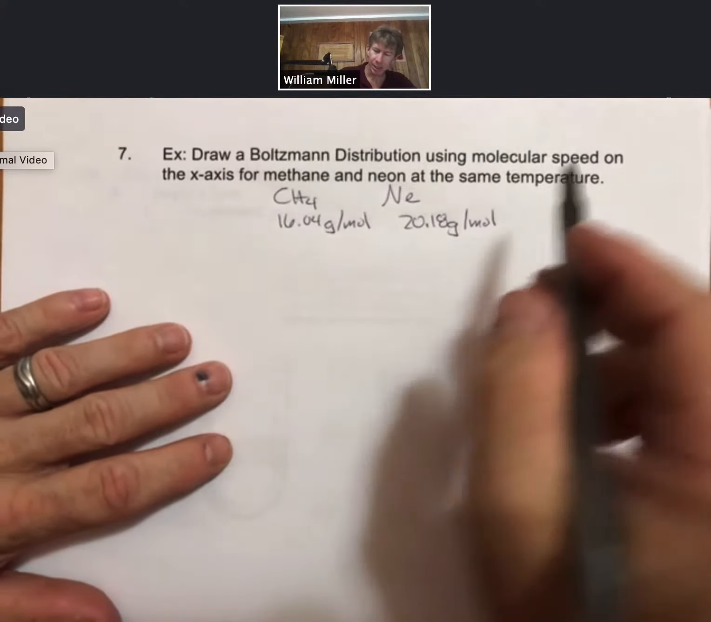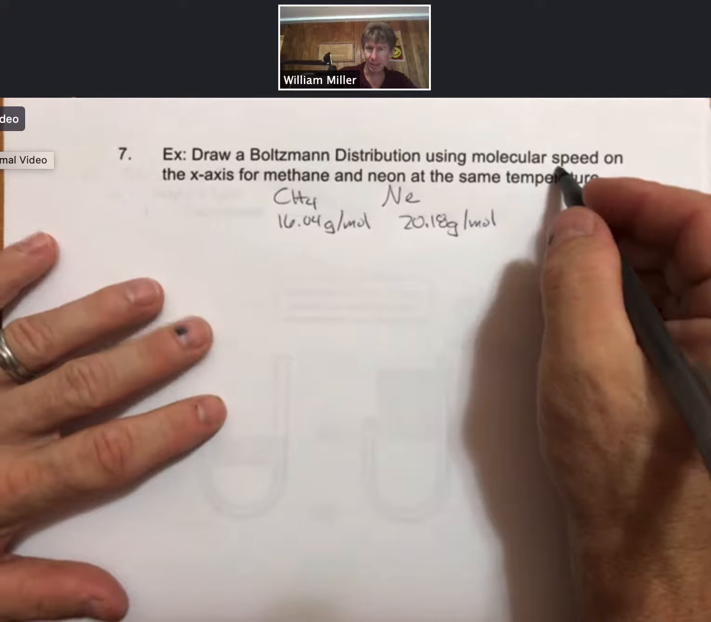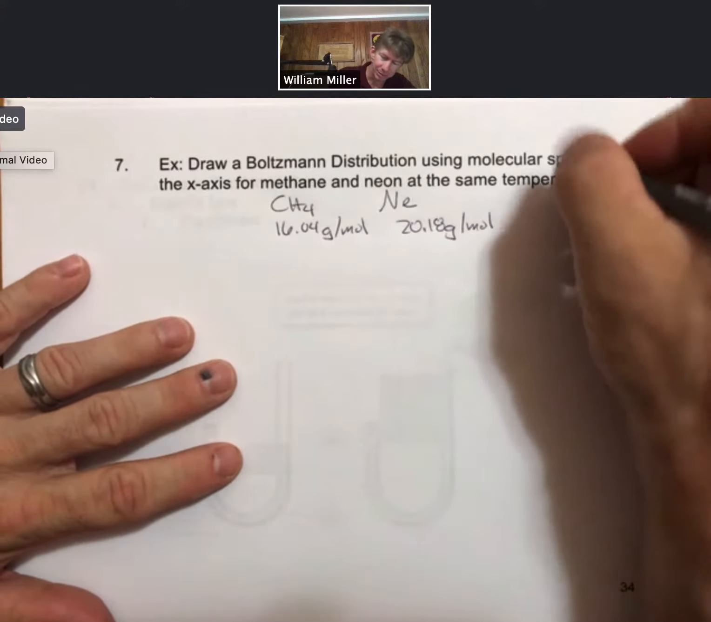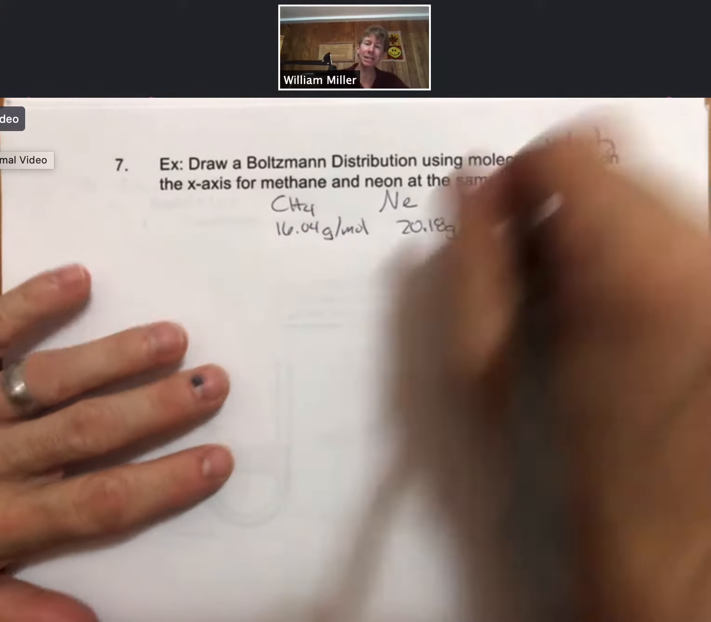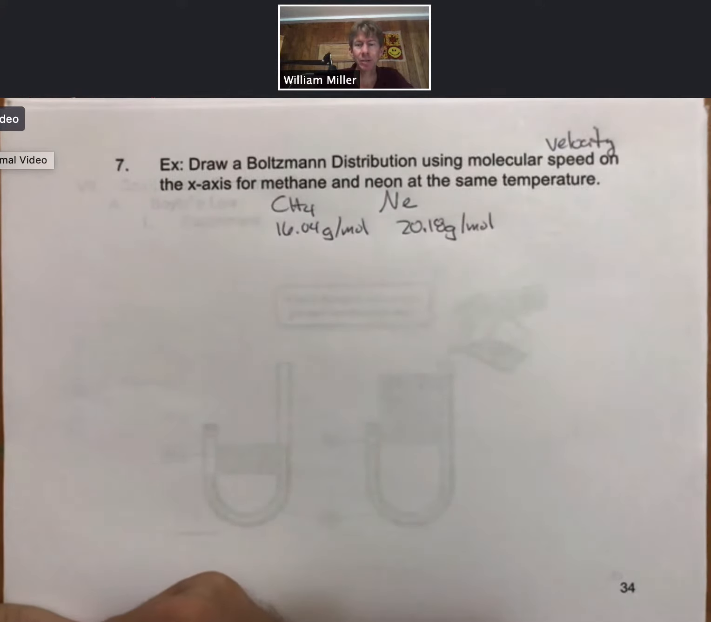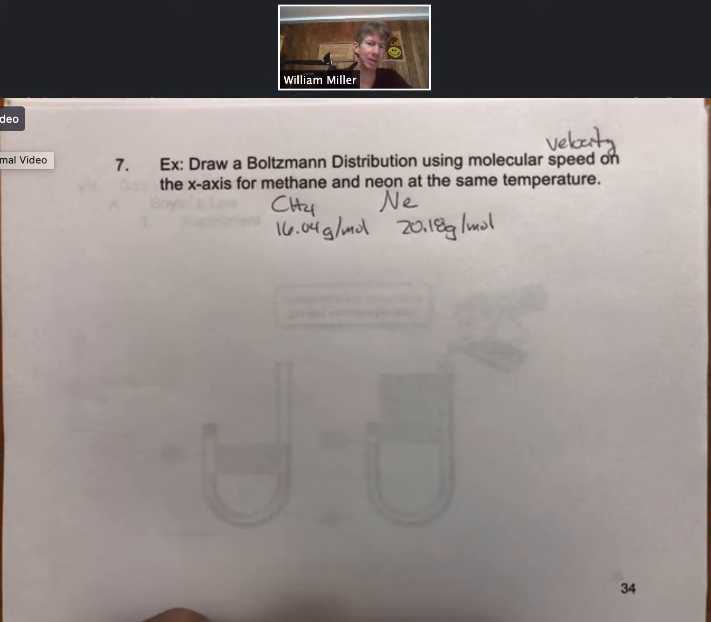So molecular speed, and incidentally, I'm sorry for not mentioning this earlier, molecular speed and molecular velocity are equivalent terms. So speed might be 55 miles per hour in a car. Velocity is 55 miles per hour east. So velocity has a direction, it is a vector, but the terms speed and velocity in this course are interchangeable.